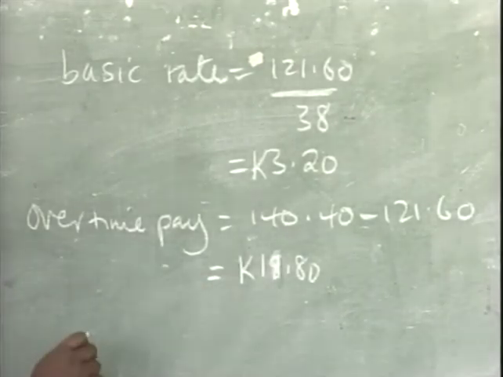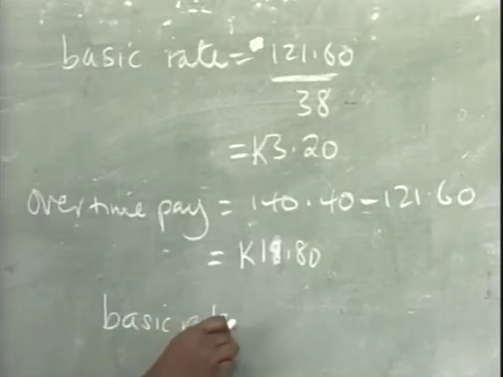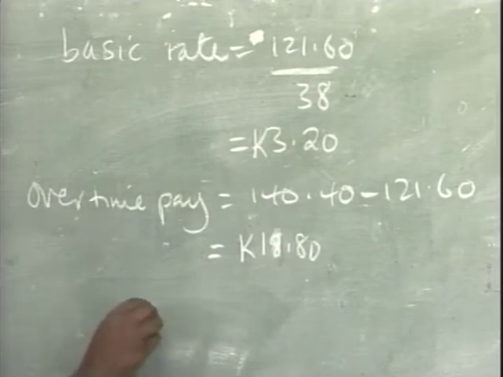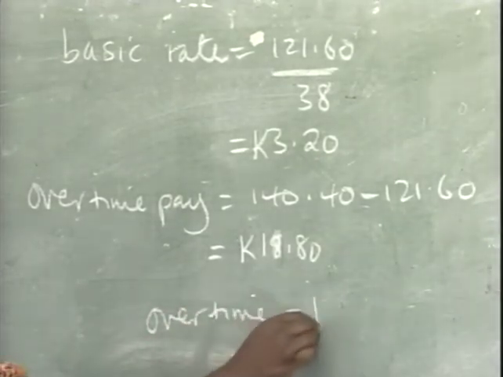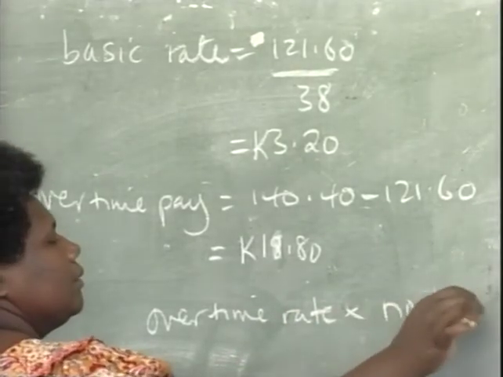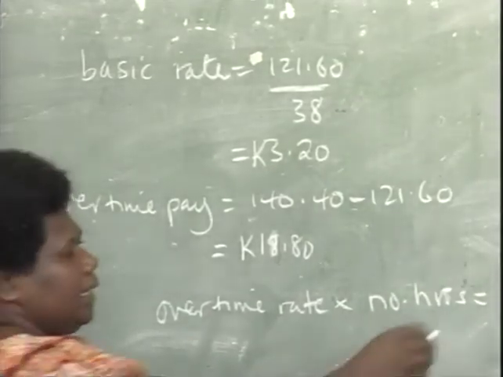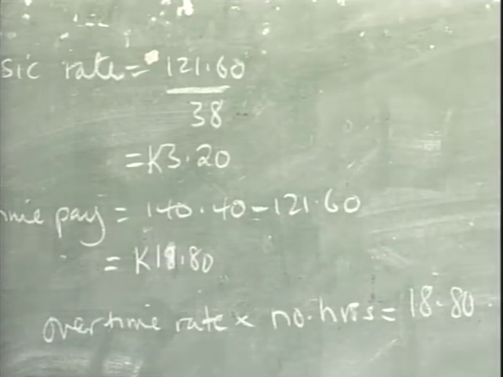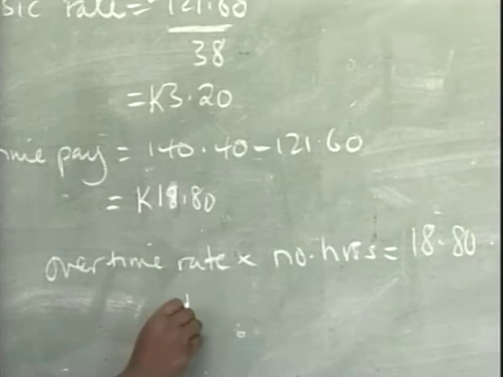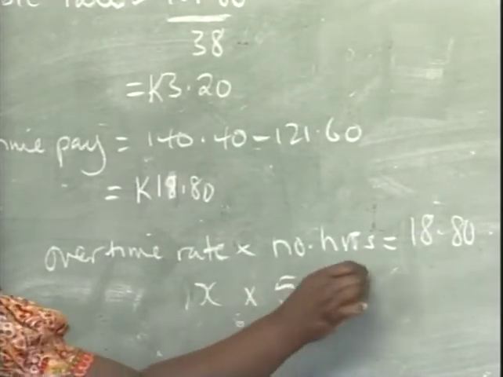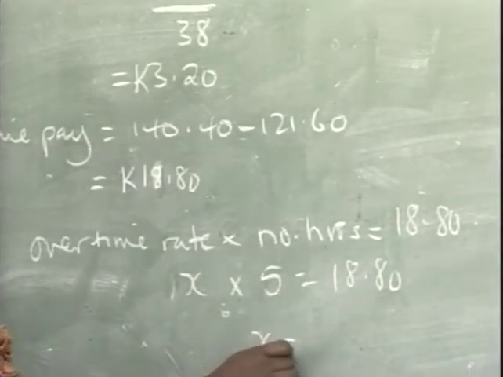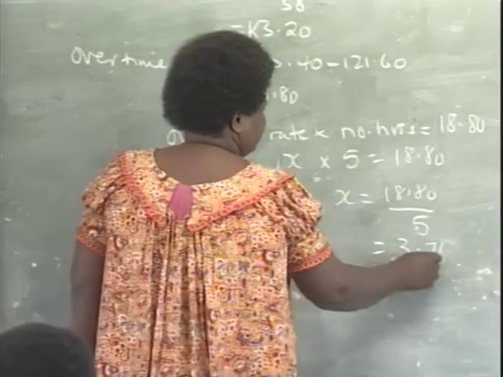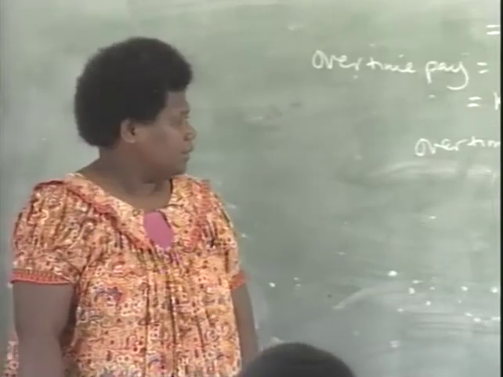That means that is made of the overtime rate multiplied by the number of hours that this person works overtime. That will give 18 kina 80 toya. Is that right? If we work 5 hours overtime, what is the overtime rate? So this we don't know. Let's say it's X multiplied by 5 equals 18 kina 80 toya. So the overtime rate is going to be 18 kina 80 toya divided by 5. And that's 3 kina 76 toya overtime rate.